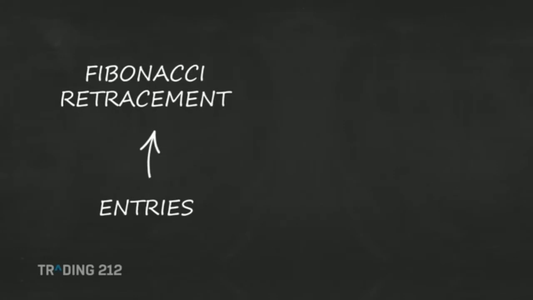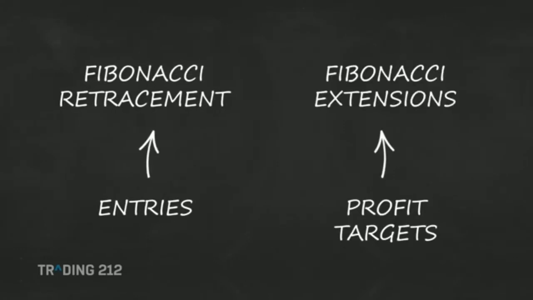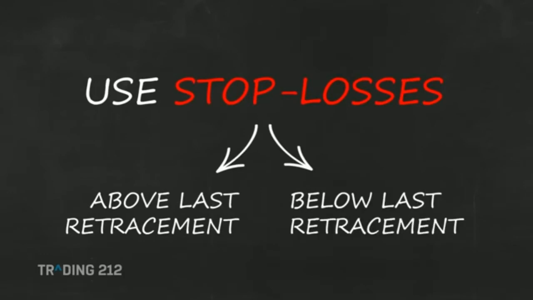To set your take profit, you can use the Fibonacci extensions as reasonable profit targets. As always, we recommend you use stop losses. They can be placed above or below the last retracement level.